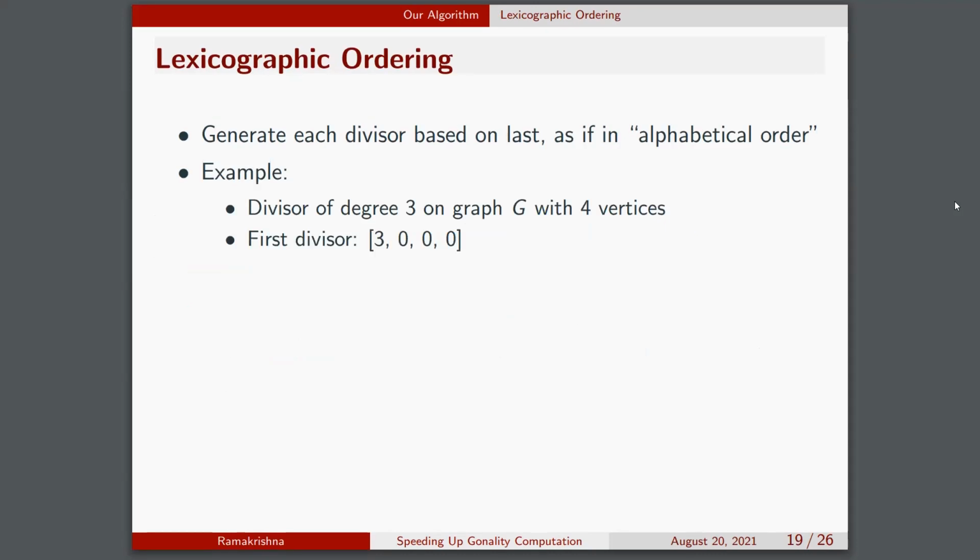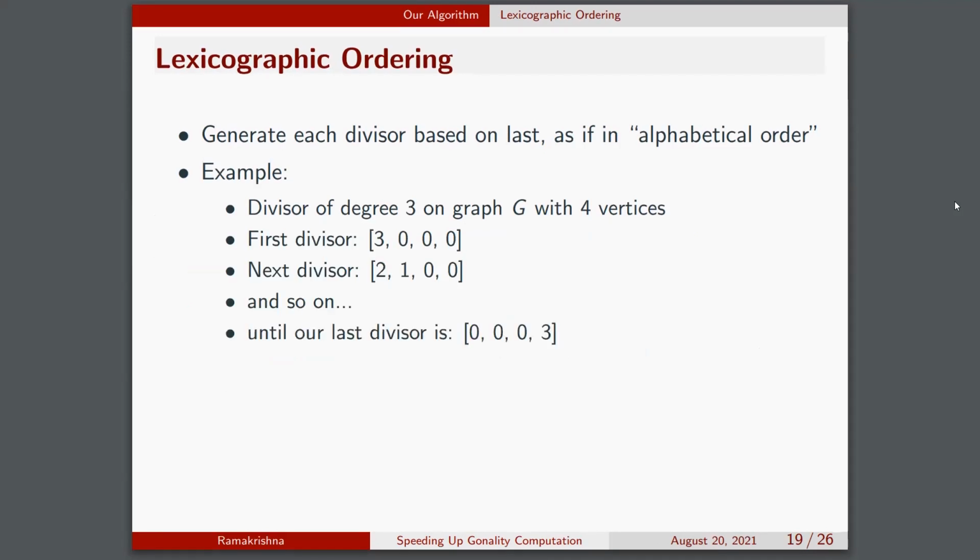The first divisor, 3, 0, 0, 0, can be thought of as AAAA in the dictionary. Second divisor, 2, 1, 0, 0 is AAAB, let's say. And the cool thing about this is that we can actually generate each divisor based on the last. We have an algorithm to do that. We go on until our last divisor lexicographically would be 0, 0, 0, 3, all the chips on the last indexed vertex. The indexing is kind of arbitrary. Obviously it needs to stay the same, but what we make the first vertex isn't specified.